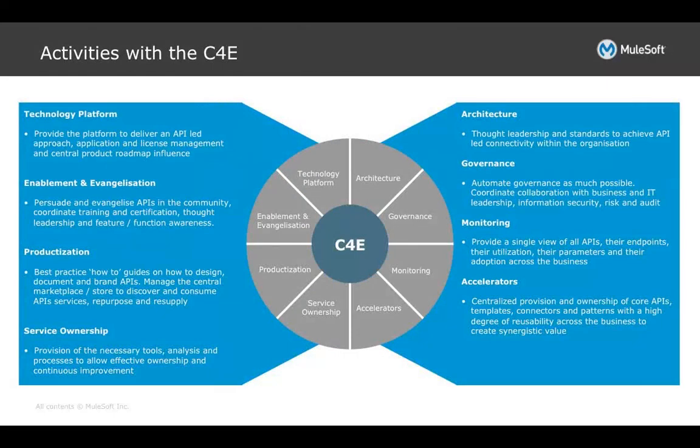Now, what activities can you perform with the C4E? So C4E allows you to do technology platform. So basically provide the platform to deliver an API-led approach, application and license management, and central product roadmap influences. It also allows you to govern, where you can have automated governance as much as possible. You coordinate, collaborate with business and leadership on information security risks.